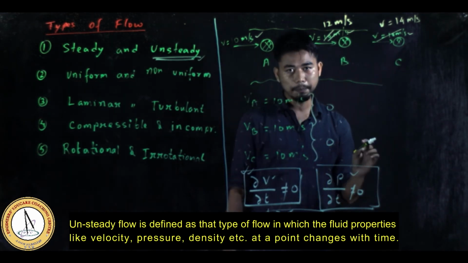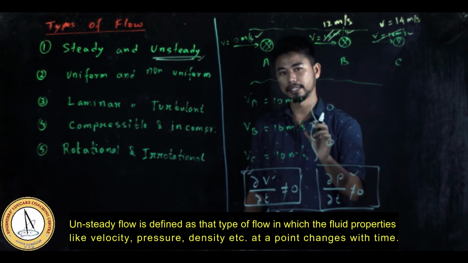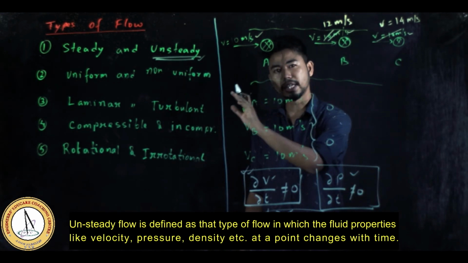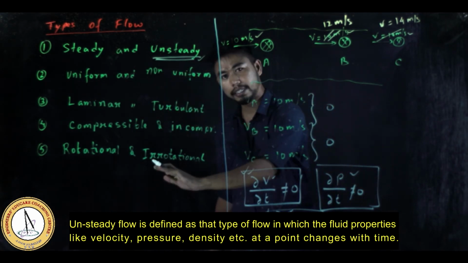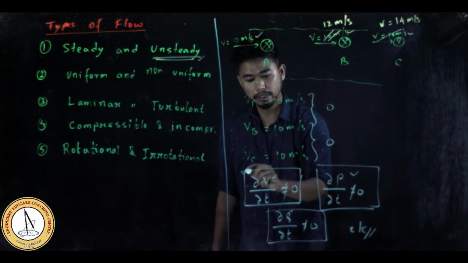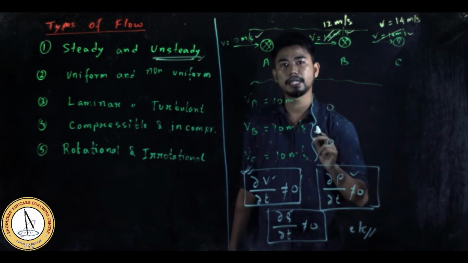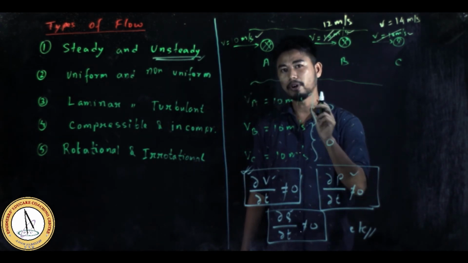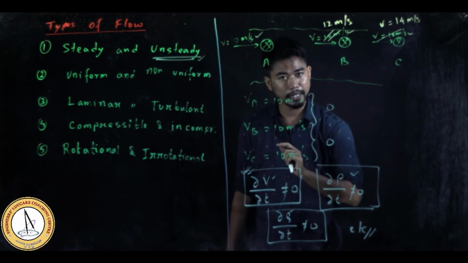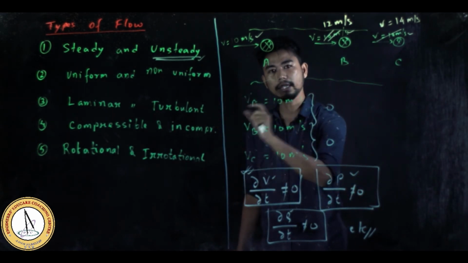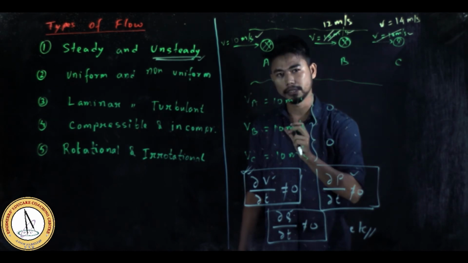Now, from your exam perspective, if you are said to write down the difference between steady and unsteady, then what you are going to do? You are going to write the definition. Also, don't forget to mention the mathematical expression. And in some objective exams, what they do, they will give you the mathematical expression and you are told to identify what kind of flow it is.